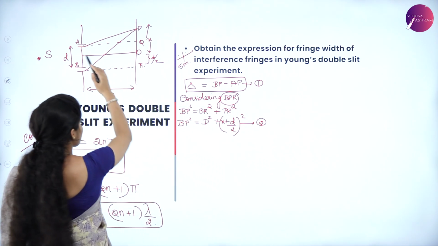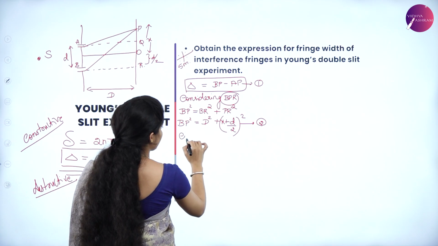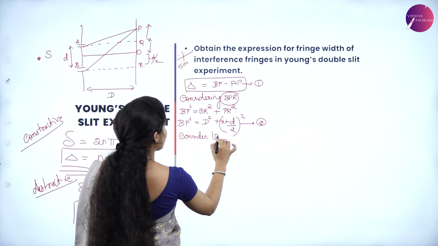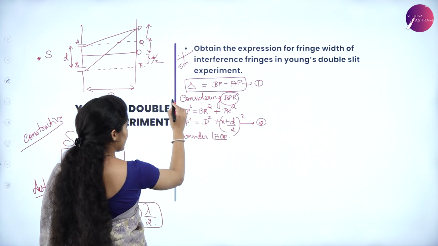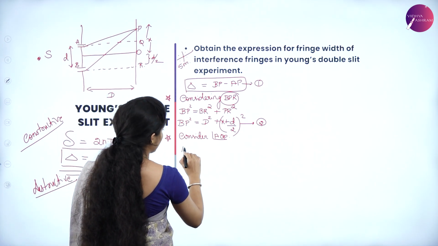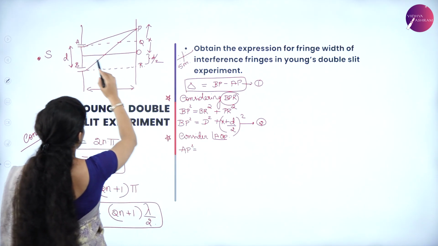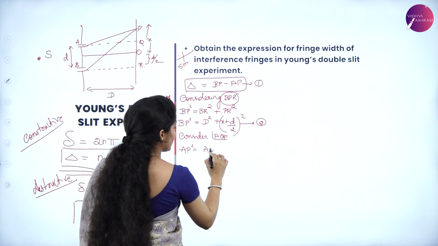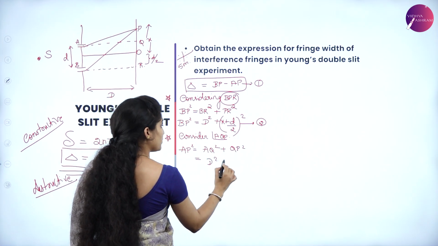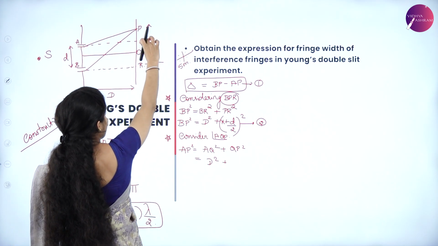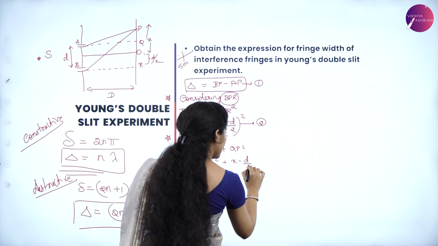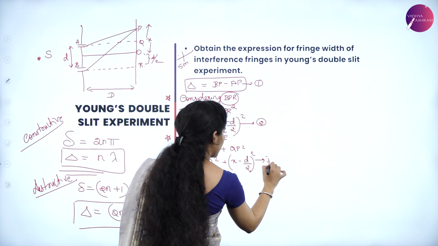Now let us get into the second triangle, consider triangle AQP. AP square is equal to AQ square plus QP square. AQ square is nothing but D square. From x you are subtracting d by 2, so you get PQ. So AP square is D square plus (x minus d by 2) the whole square, equation 3.